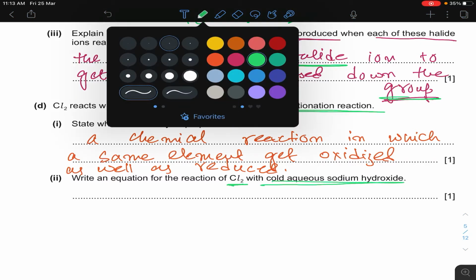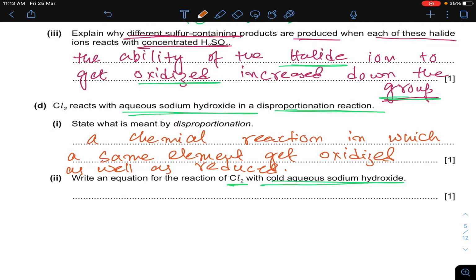Alright, then the next part is: write an equation for the reaction of chlorine with cold aqueous sodium hydroxide. This is a very general reaction. You all have learned this reaction. There are two reactions of chlorine with sodium hydroxide, with cold aqueous and with hot aqueous. So with cold NaOH, we get NaCl plus NaClO plus H2O. Right, sodium chloride, sodium chlorate(I) and water.